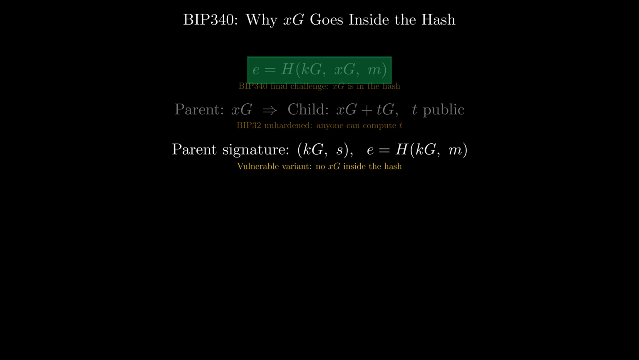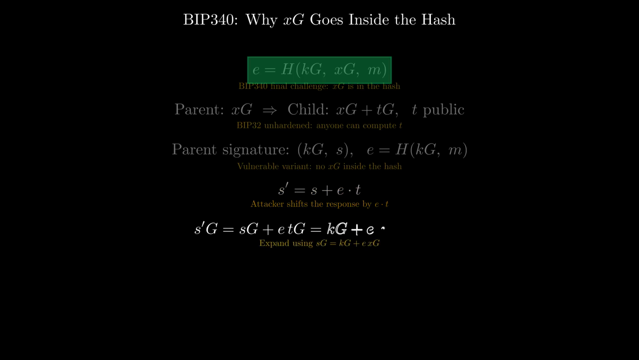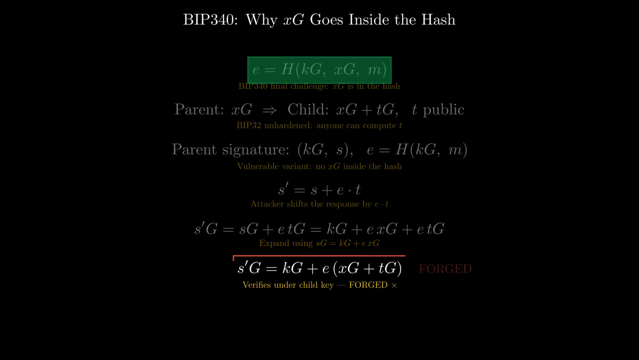Now suppose Alice signs a message under the parent key, producing the signature KG, S with challenge E equals h of KG, M, with no public key in the hash. Watch the attack unfold. The attacker computes a forged response S prime equal to S plus E times T. Then S prime times G equals SG plus E times TG, which expands to KG plus E times capital XG plus E times TG. Factoring, that's KG plus E times the quantity capital XG plus TG, which is exactly KG plus E times the child key.